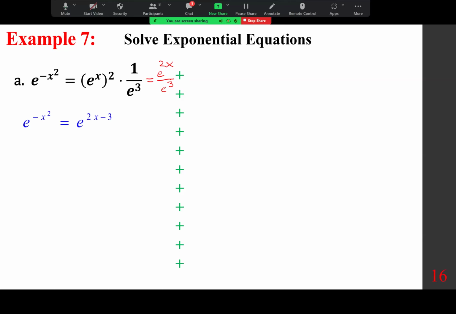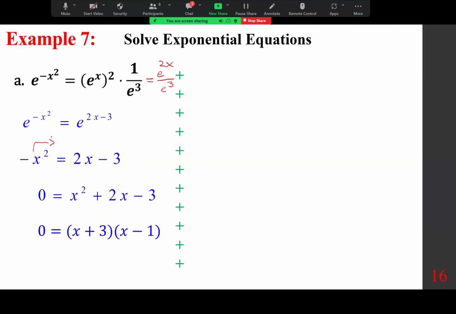They have the same base e, they must have the same exponent, so minus x squared must be equal to 2x minus 3. To solve this, we're going to move everything to the same side. We want a factor, so we want two numbers. The product is negative 3, the sum is positive 2: positive 3 and negative 1. So x is either negative 3 or positive 1.